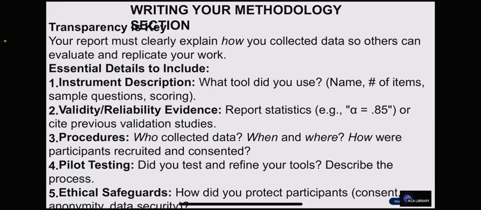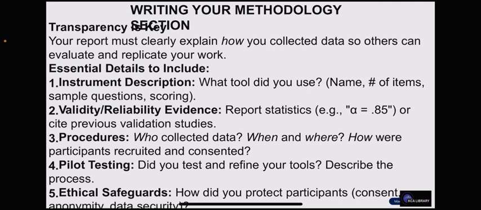And we have writing your methodology section. In writing your methodology, transparency is essential and it is the key. Your report must clearly explain how you collected the data so others can evaluate and replicate your work. I believe we've discussed this in the previous module as well. Essential details to include are: the instrument description, validity and reliability evidence, the procedures, the pilot testing, and the ethical safeguards.